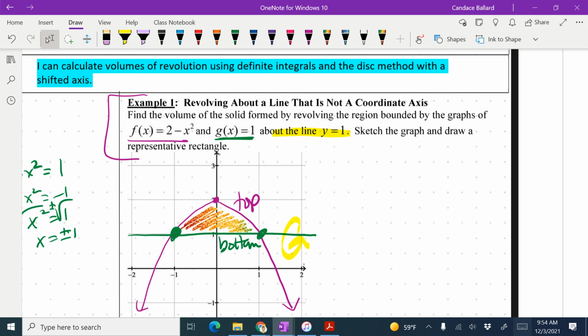Okay. All right, let's set up volume. So volume equals, when I do volume, what do I have to put up front? Pi every single time. What are the bounds that we calculated? Good. All right, we're in the dx direction, thank goodness. What is going to go in for my top? Good. And what's going to go in for my bottom? 1. Remember, I have to subtract those things.